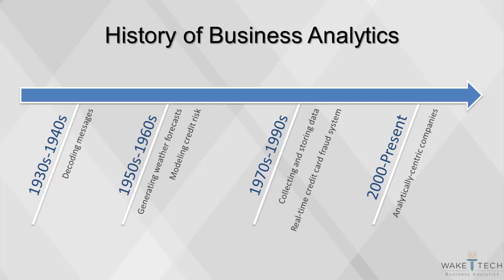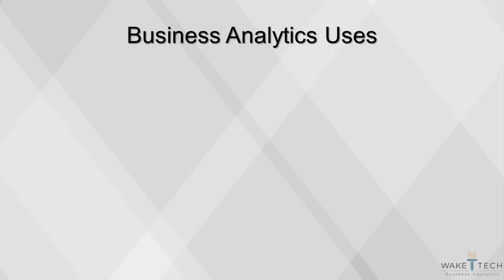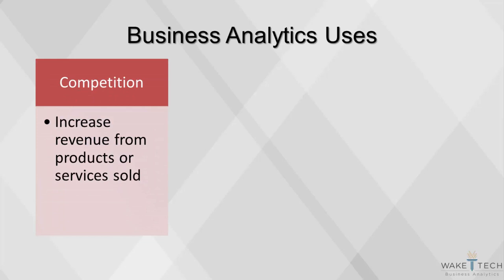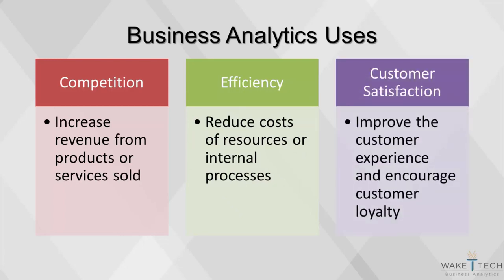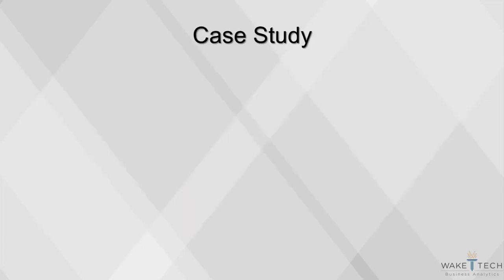The rapid ascension of these tech companies has led to an arms race, where all businesses have become committed to analytics. Businesses use analytics to gain an edge on their competitors and increase profits. The three main areas in which they do this are competition, to increase revenue from products or services sold; efficiency, to reduce the cost of resources or internal processes; and customer satisfaction, to improve the customer experience and encourage customer loyalty. Here's a case study as an example.